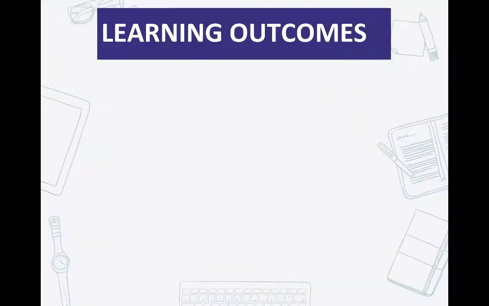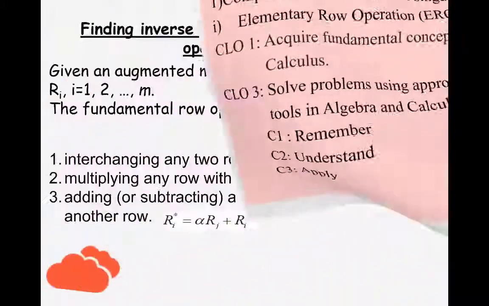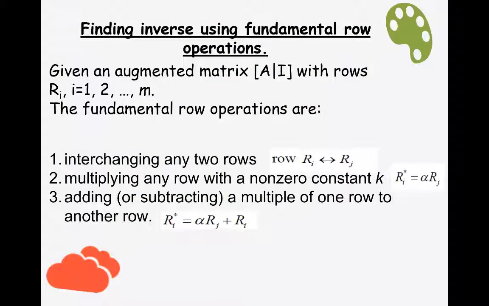So, what is our learning outcome for today? At the end of the lesson, everybody must be able to compute the inverse of a non-singular matrix using elementary row operation, known as ERO. We have already learned how to compute the inverse using the adjoint and property, so today will be on ERO.